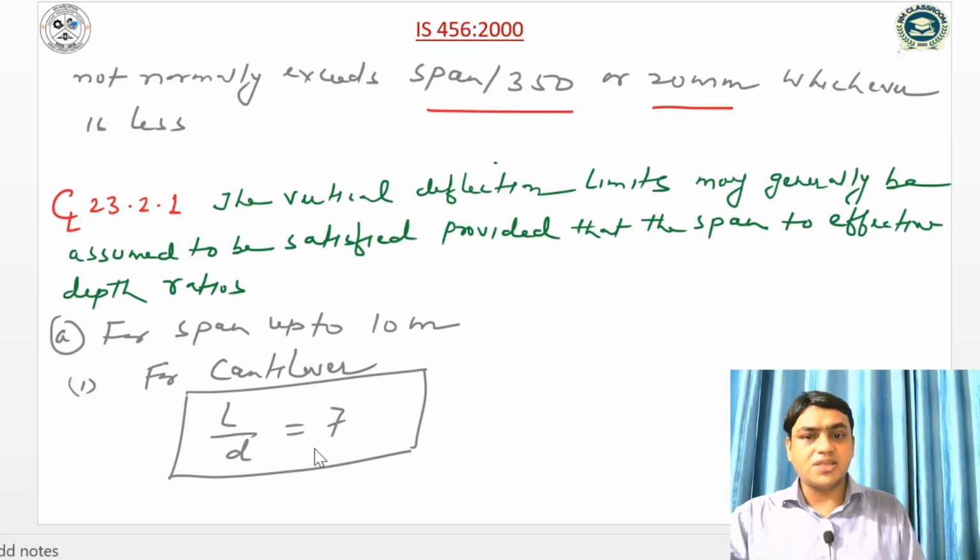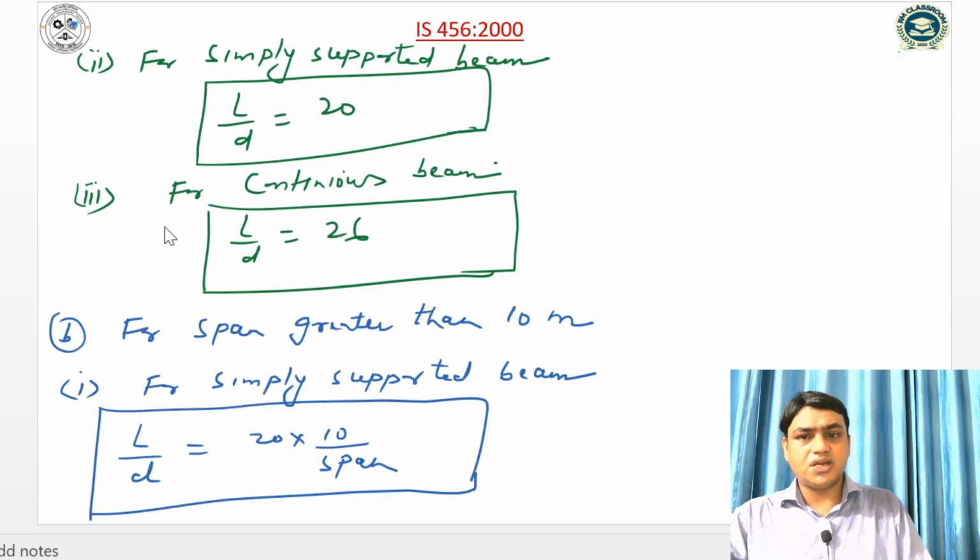And once the span is greater than 10 meters, then we have to find this ratio for the simply supported and continuous beam, like L by D for the simply supported is 20 into 10 by span, and for the continuous it will be 26 into 10 by span. So we can see that for a simply supported beam, L by D is equal to 20 when the span is less than 10 meters, and for the continuous it will be 26. For a span greater than 10 meters, L by D is equal to 20 into 10 by span, and for a continuous beam it will be 26 into 10 by span, and this value is called the A value.